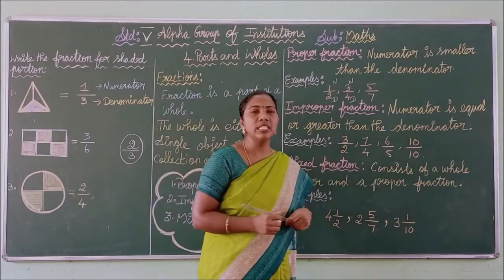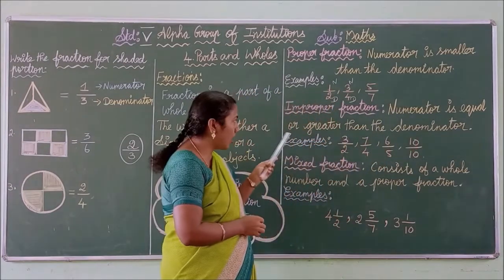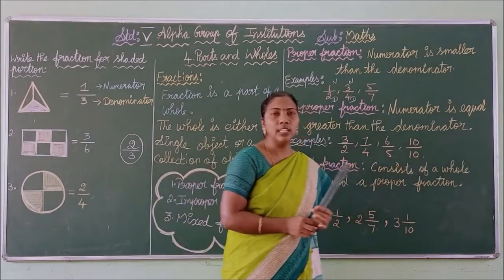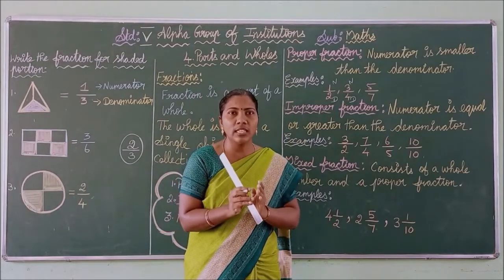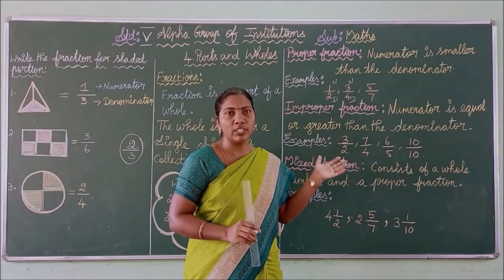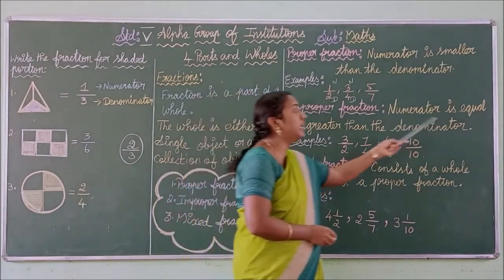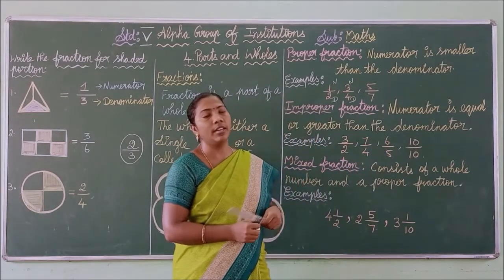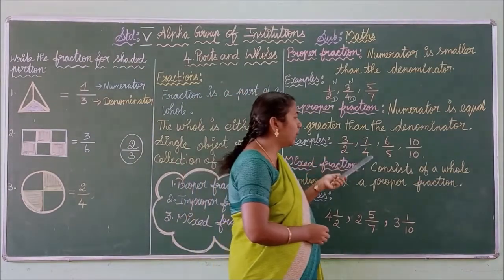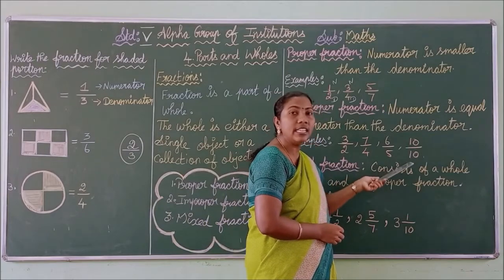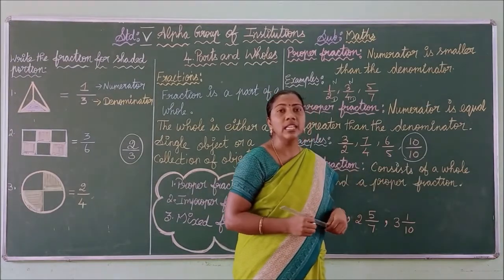Improper fraction. What is the definition for improper fraction? If the numerator is equal to or greater than the denominator. In the first one, numerator is smaller than the denominator. In the second one, improper fraction, numerator is larger, that is greater than the denominator, or it may be equal. Then such types of fractions we call improper fractions. Okay, see the examples. 3 by 2, 7 by 4, 6 by 5, 10 by 10. See here, both the numerator and the denominator are equal. Such type of fraction also we can call an improper fraction.